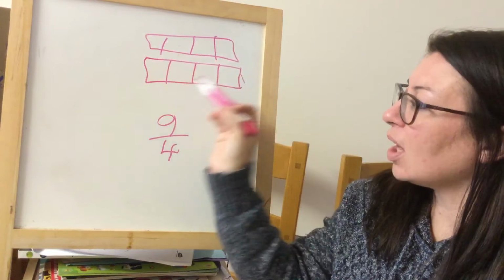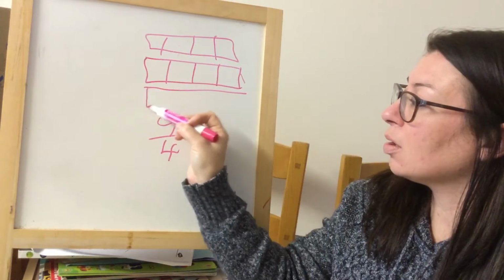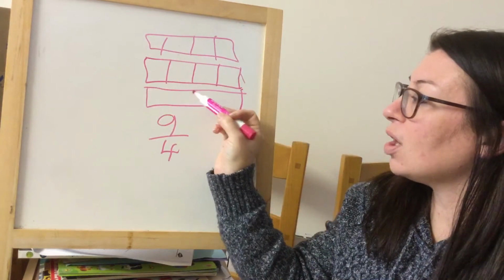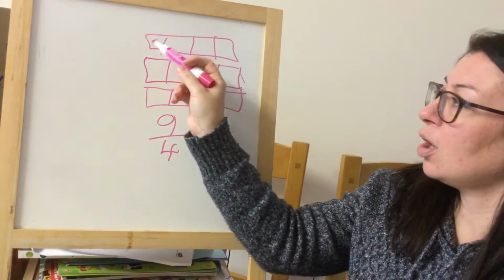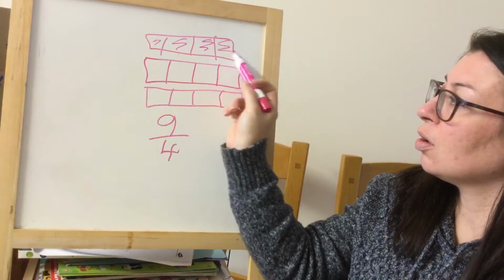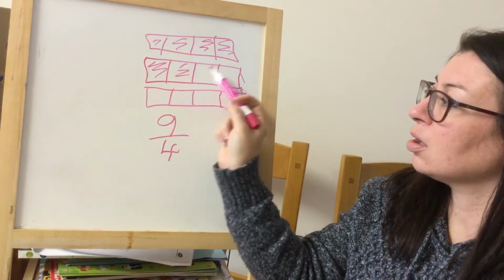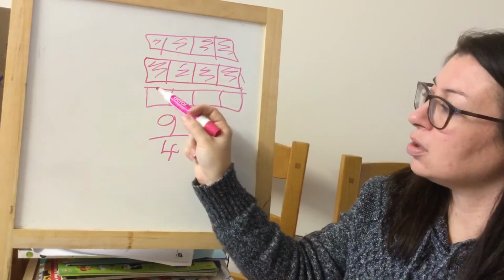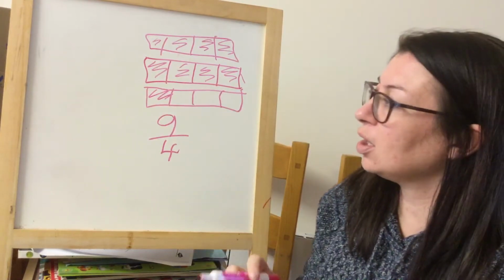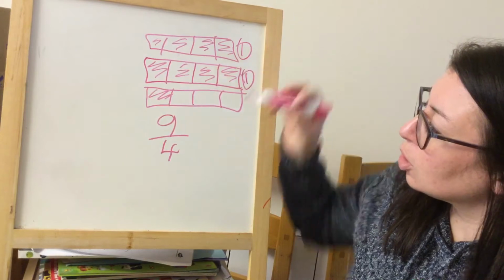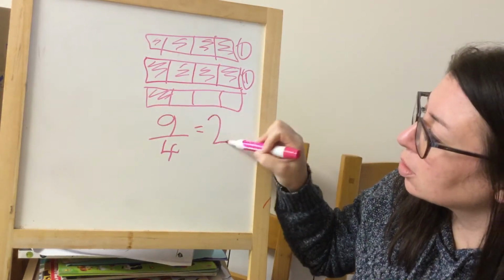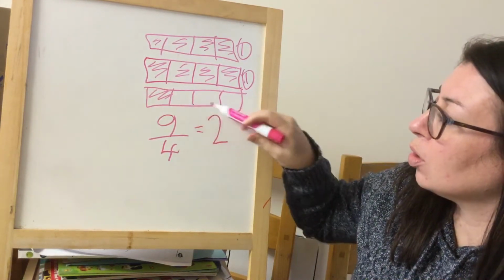5, 6, 7, 8. So I need to draw another bar so I have more than enough to do 9. And then you shade your 9 quarters in. 8, 9. We have 9 shaded. So we have 1, 2 whole ones, and 1 quarter.